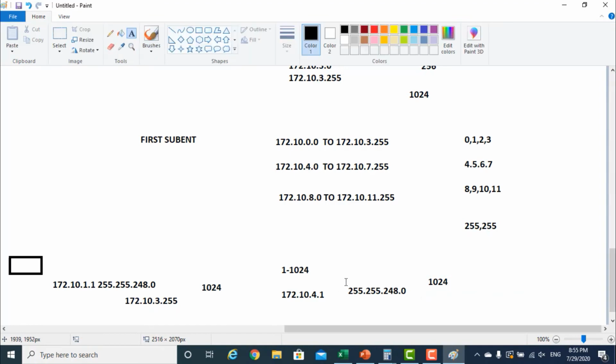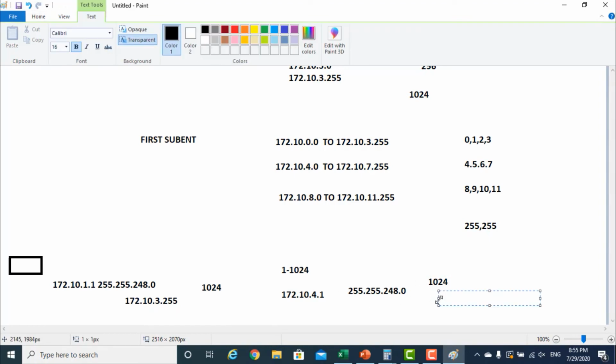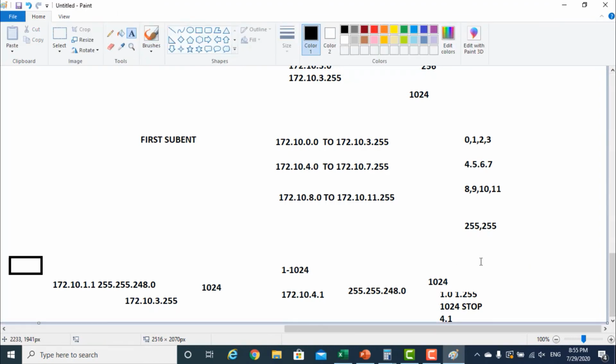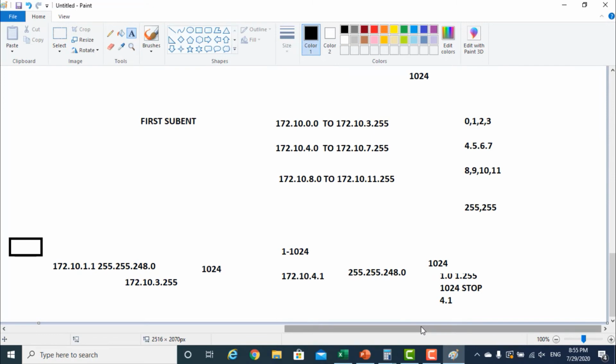It will directly count. The computer internally starts from 0.0 to, for example, 0.255, then it will go to 1.0 to 1.255. It will count like this. Once it reaches 1024, it will stop the subnet, and again it will start, and we will see that 4.1 is here. So it means that the first and second one are not related to the same subnet. Okay, so I hope you understand this concept.